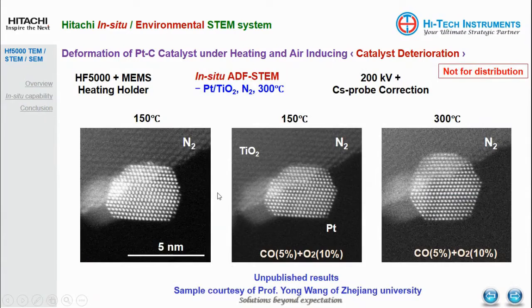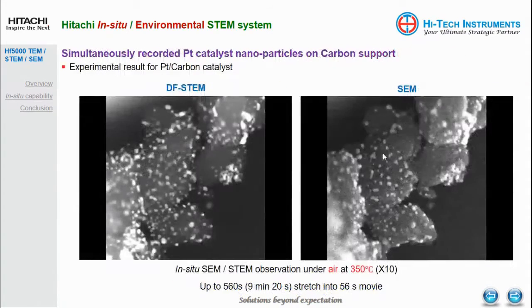So this is to show that in this different environment, heating at 150 degrees Celsius in nitrogen environment, and even increasing to 300 degrees Celsius, the atomic resolution can be achieved. It isn't affected by the gas that you have induced, and also the heat that you induce on your sample.